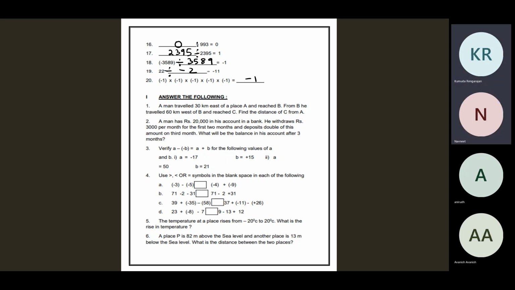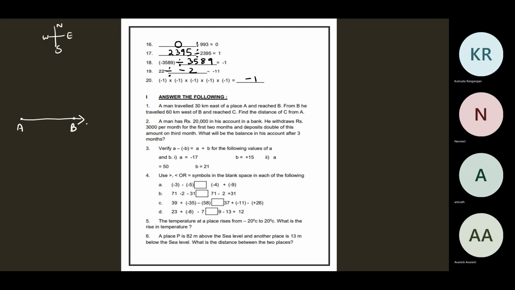A man traveled 30 kilometers east of a place A and reached place B. So he's at place A. He travels to the east, this way. See here, north, south, east, west. So he travels east. He travels like this and he reached B.